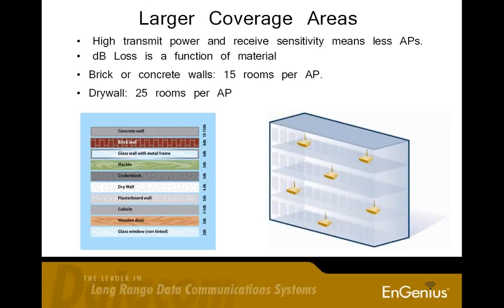Brick or concrete walls, as a rule of thumb, usually can cover 15 rooms per AP in a hotel, compared to if the hotel were constructed of drywall, you might be able to cover 25 rooms per AP. So you can see here, usually that's because through a brick wall you have about 8 dB loss per wall, versus with drywall you only have 4 dB loss.